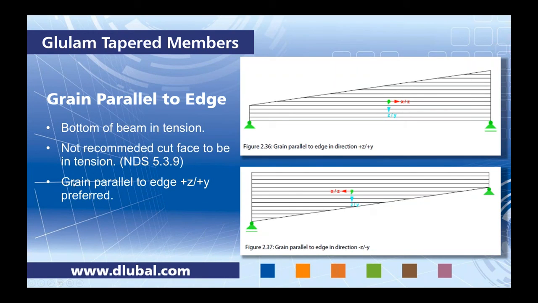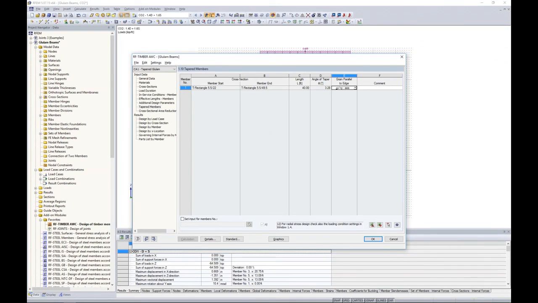So it's always recommended to put the grain parallel to the edge in the positive local z-axis, which is what you're seeing with this top picture up here. Going back to RFEM, that's the default. Now there are cases such as if a beam is in uplift, for example, or maybe a cantilever, or anything of the sort where you can use your engineering judgment to change this to something otherwise.